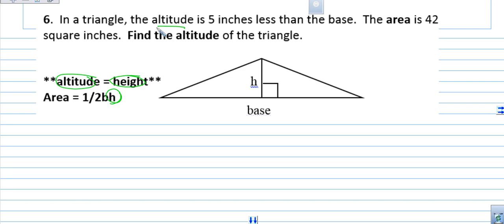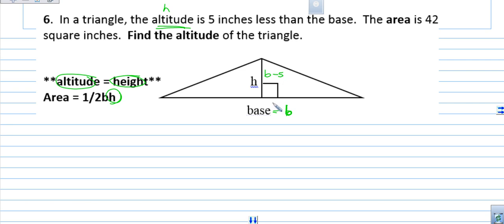And it says here the altitude or the height is 5 inches less than the base. So you have the base. Does it tell us what specifically the base is? No. So we're just going to call that B. Okay? And it says the altitude or the height is 5 inches less than that. So let's say that the base was 12 and you did 5 inches less than that. You'd get 7, right? Because you did 12 minus 5 and got 7. So that means that the height or the altitude would be the base, whatever it was, minus 5.